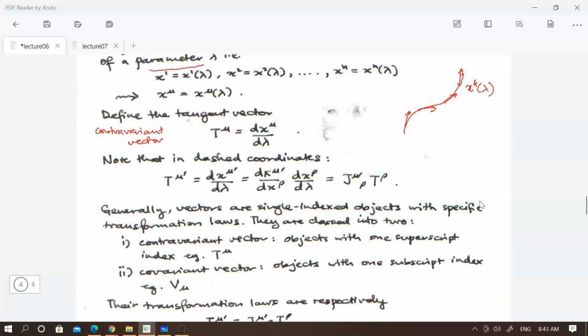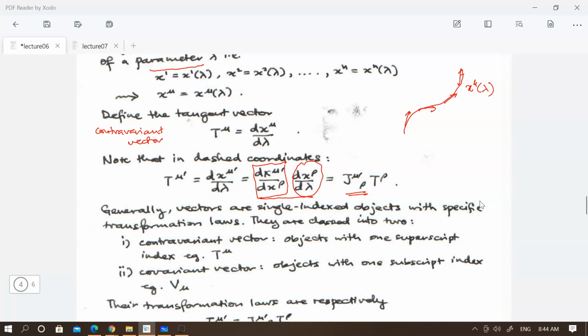And how does this contravariant vector transform under different coordinate systems? You simply use the definition of the tangent vector over here. So you get t mu dash being simply dx mu dash differentiated with respect to the parameter. And then if you want to transform it, what do you do? You use the chain rule again. When you use the chain rule, this gives you the tangent vector in the undashed coordinates. But now what is this? This is essentially your Jacobian that we had defined earlier.